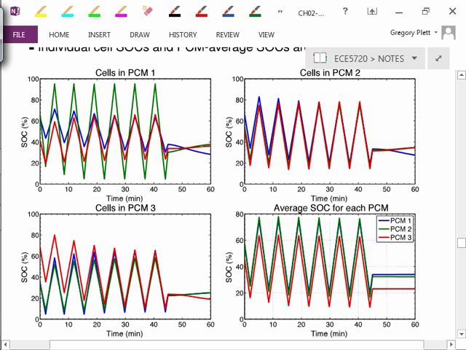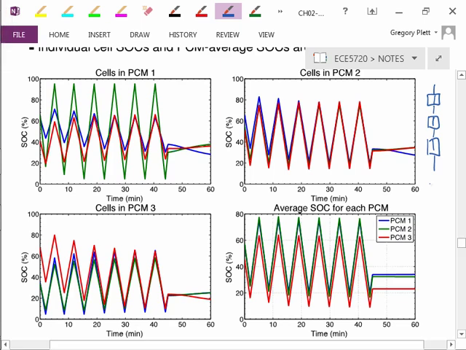So I've got 3 PCMs, 3 in series, and then each PCM has 3 cells inside of it, so 3 in parallel. And the wiring configuration looks like 3 things, 3 things, 3 things, and then that's it. So that we have actually a real PCM architecture.